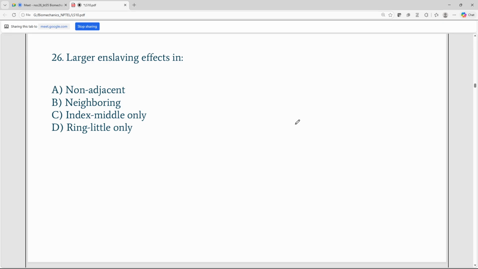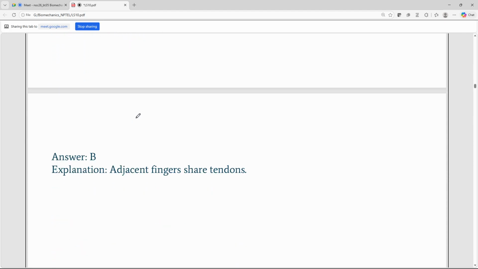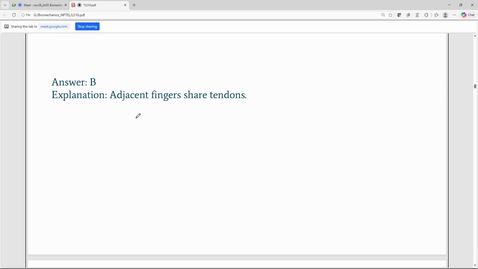So, which fingers show the larger enslaving effects? The answer is option B, neighboring fingers. The adjacent fingers sharing tendons showed the maximum enslaving effects. Answer is option B.